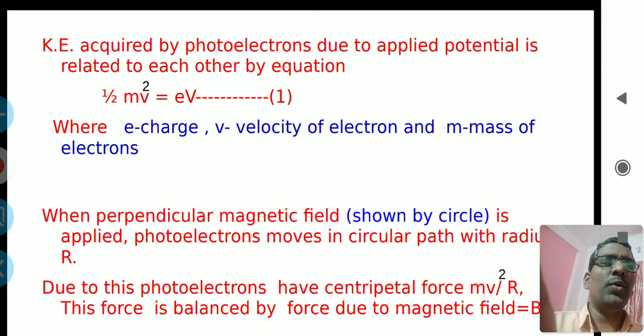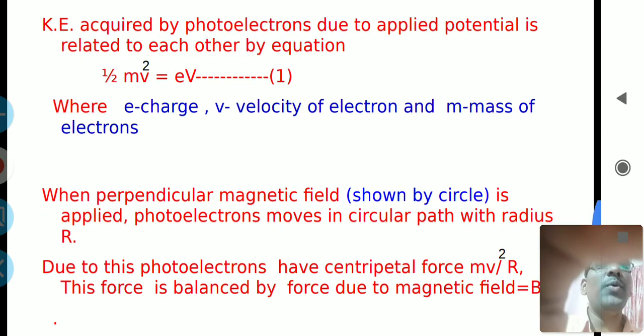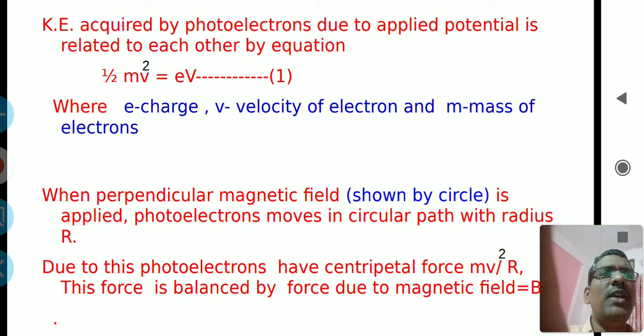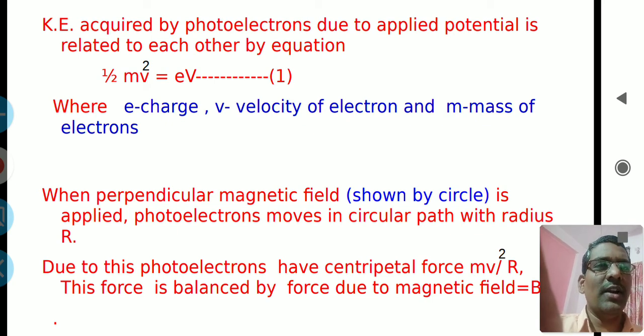Those emitted photoelectrons, so that the potential energy, that is e into capital V, is converted into the kinetic energy. So we can write our equation number 1, that is kinetic energy half mv square is equivalent to the potential energy of the photoelectrons when they are on the cathode surface. So half mv square is equal to eV. It is your equation number 1, where e is the charge, v is the velocity of the photoelectrons and m is the mass of the photoelectrons.